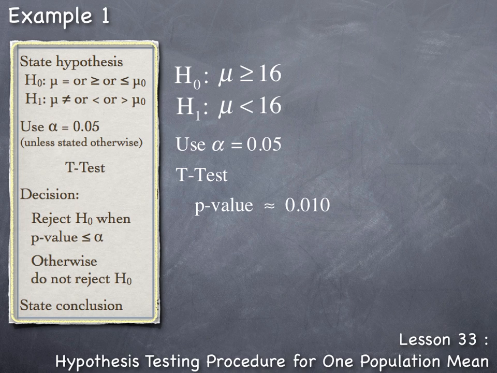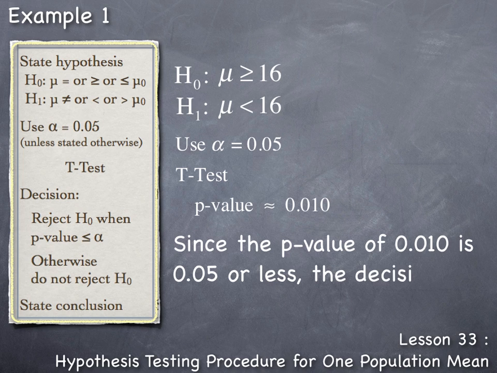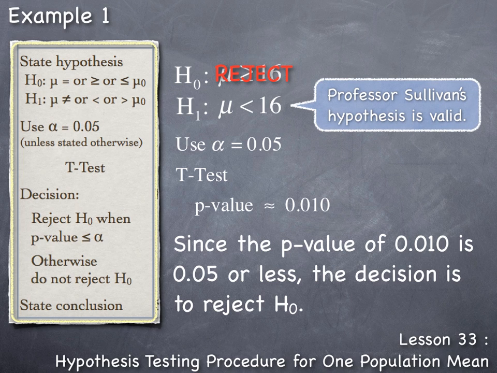Now that we have our p-value, we can reach our decision. Since the p-value of 0.010 is 0.05 or less, the decision is to reject H0. When we reject H0, that indicates we have sufficient sample evidence to indicate that H0 is not valid. And if H0 is not valid, the opposite idea, H1, is valid. Thus here, the data supports the idea that mu is less than 16, which was Professor Sullivan's hypothesis. Thus, Professor Sullivan's hypothesis is valid.